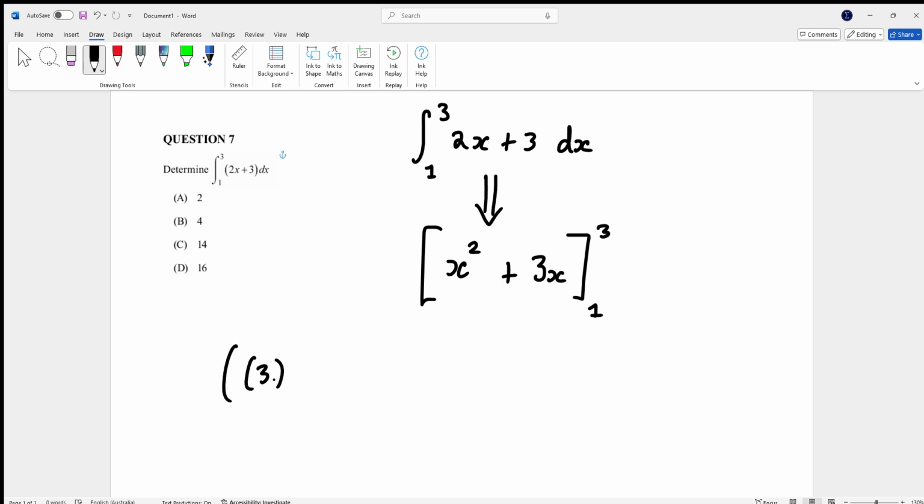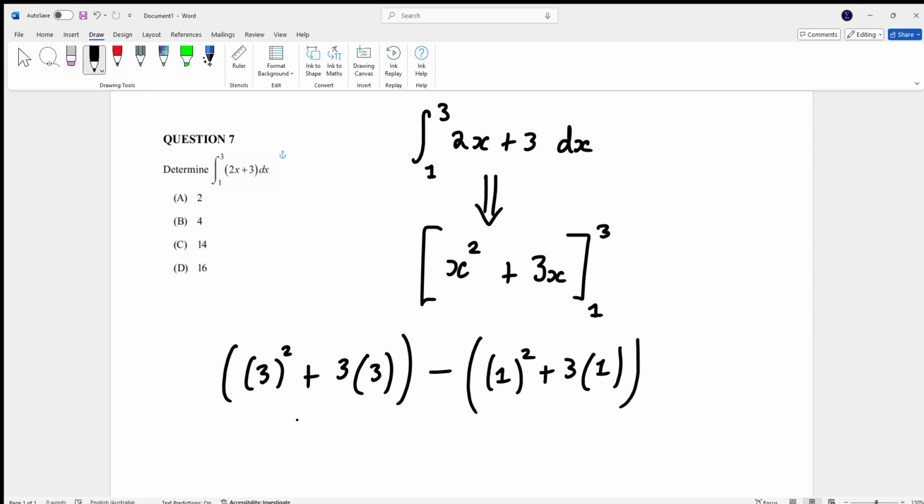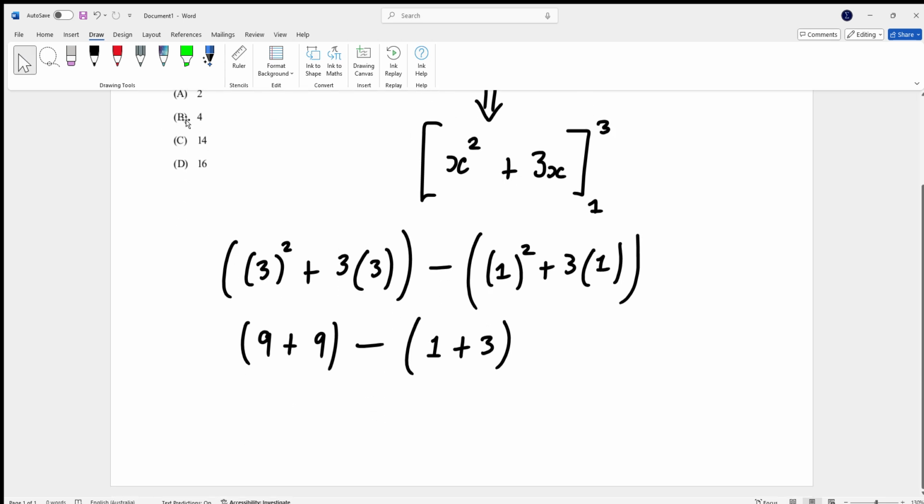So here we'll have 3 squared plus 3 times by 3. Subtract, then chuck in the 1, so it's going to be 1 squared plus 3 times by 1, something like that. So here, 3 squared is 3 times 3, which is 9. So you have 9 plus 9. Subtract, that will be 1 plus 3. So here you've got basically 18, subtract 4. So 18 minus 4, which gives you 14. So the correct answer here would be C.